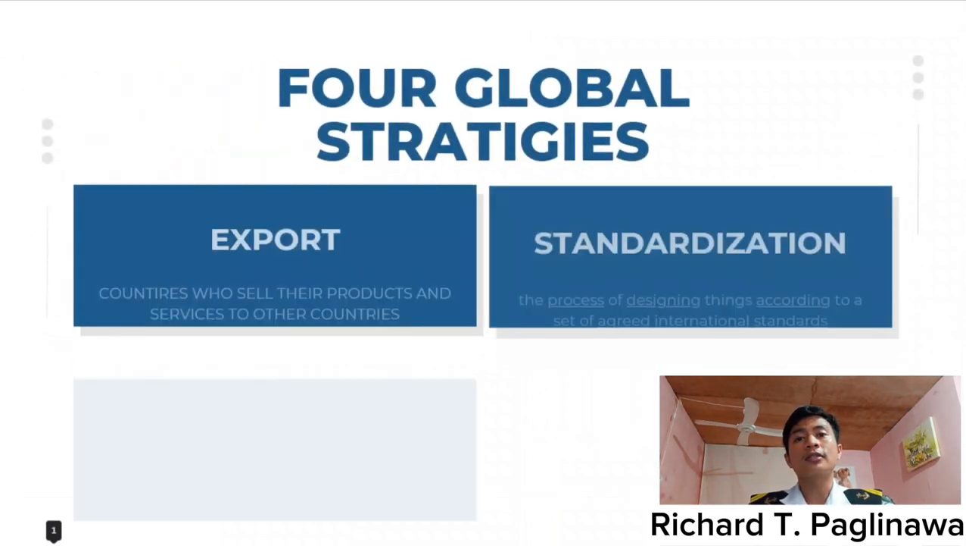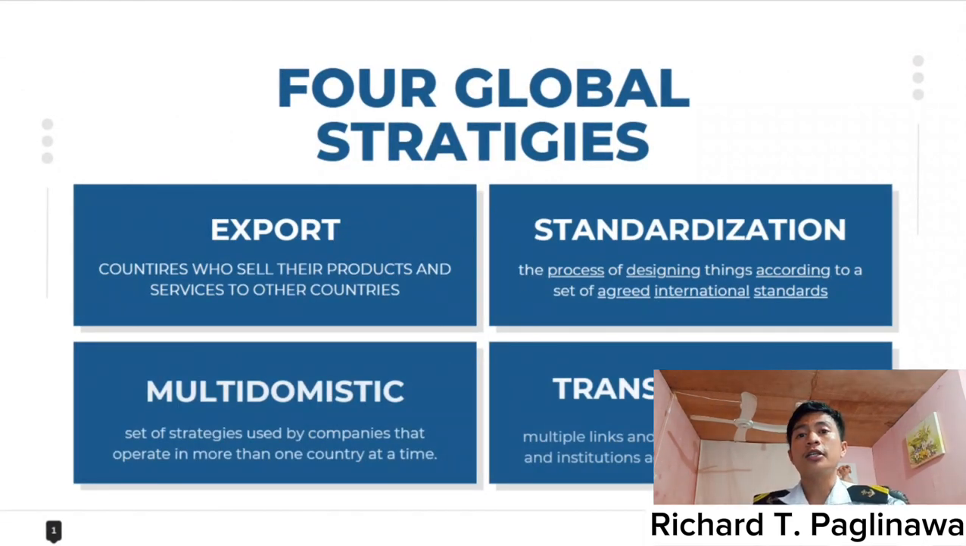Next are the four global strategies. One is export. Export is when a country sells its products and services to other countries. Also, exporting can increase sales and profits if they reach new markets, and it may even present an opportunity to capture significant global market share.